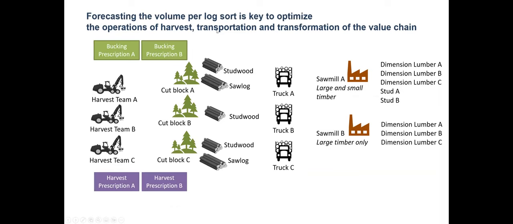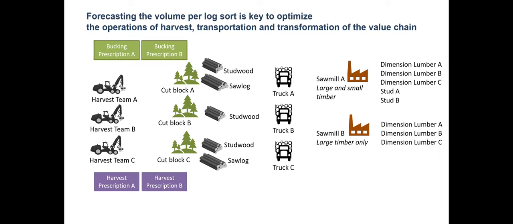Thank you. Being able to forecast the sorts per cut block is key information for planning multiple steps. Transportation, optimizing this transportation, that's one thing. Secondly, is optimizing the transformation schedules for mills, and also the allocation of wood by mills. So it's a starting point for planning. That's the important part of it.